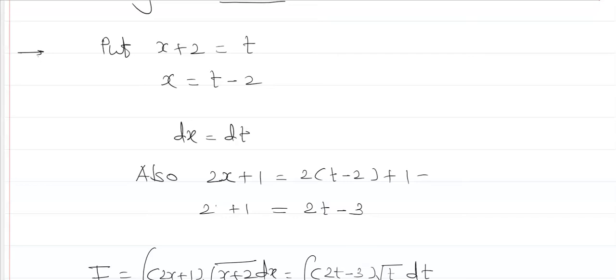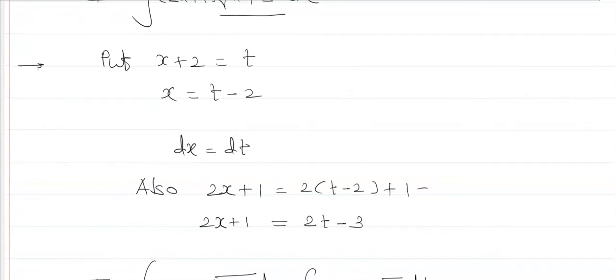This is the x. Here we will replace the value of x. What is x? x is t minus 2. That's 2 in bracket t minus 2 plus 1. Now simplify here. 2t, 2 into 2 minus 4 minus 2, 2 into minus 2 that is minus 4 plus 1, which is minus 3. This is the value of 2x plus 1, which is 2t minus 3.